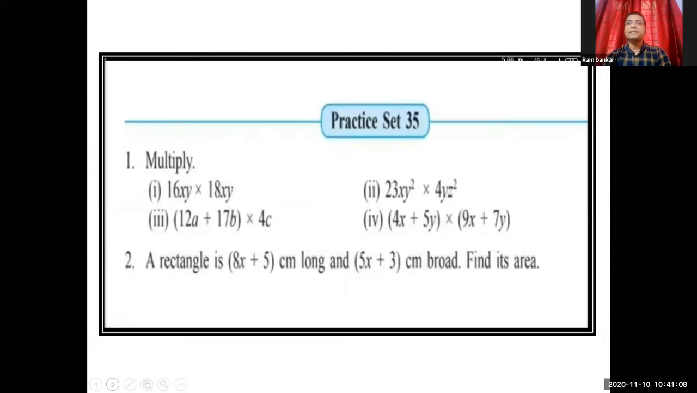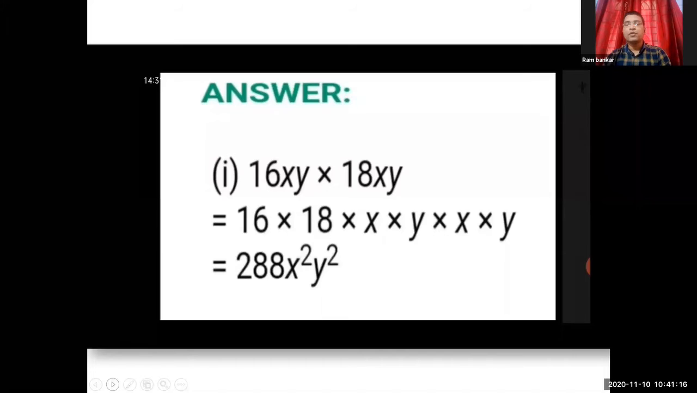So look at the next slide. This is practice set 35. Now we are going to solve this. There are multiplications given. Look at the first question in this practice set 35.